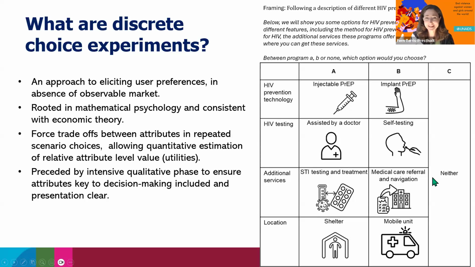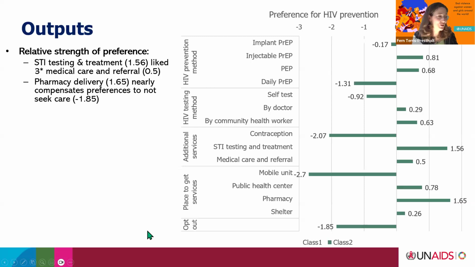And by presenting repeated scenarios, you can quantitatively analyze these choices, like when you go to a supermarket or when you're choosing between health services yourself, and it generates quantitative measures of what we call utility, preference for each of these different levels. It is, of course, preceded still by the qualitative research that we were talking about. So what do you get out of the discrete choice experiment? You can get out relative strength of preferences. So here, for example, you can see that the preference for medical care has 1/3 the strength of the preference for STI testing and treatment.